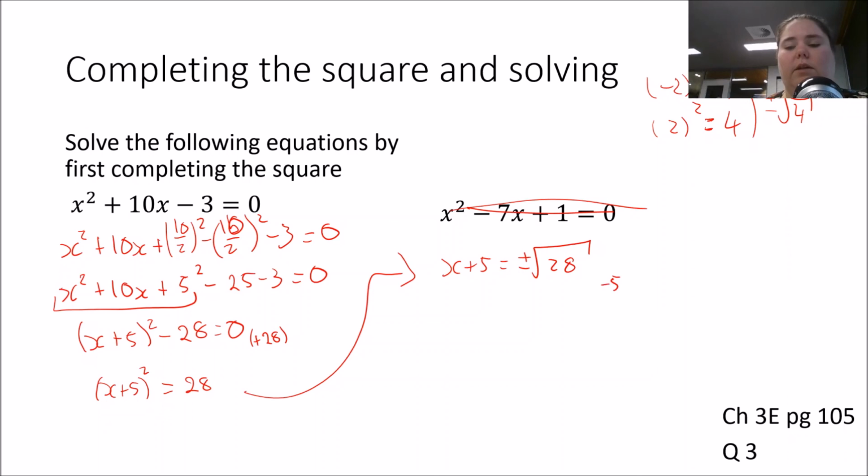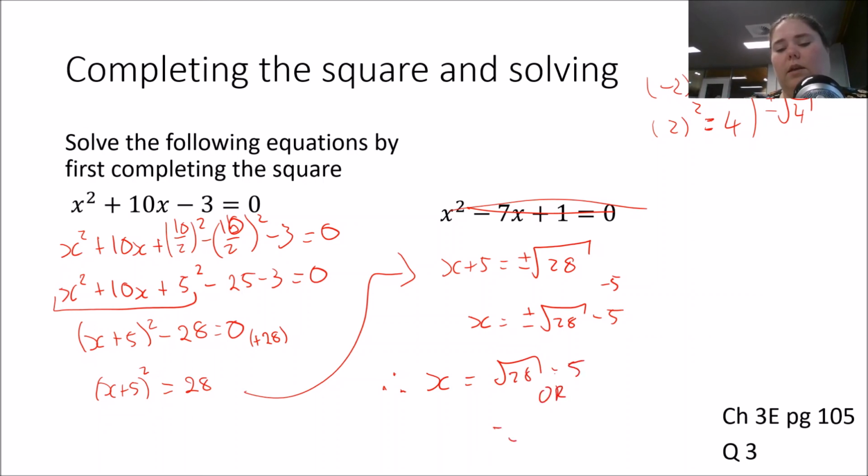And then we minus 5. So x equals plus or minus root 28 minus 5. Then we should technically write it out as x equals root 28 minus 5 or negative root 28 minus 5. And that's your answer. Okay, 3E question, page 105, question 3.